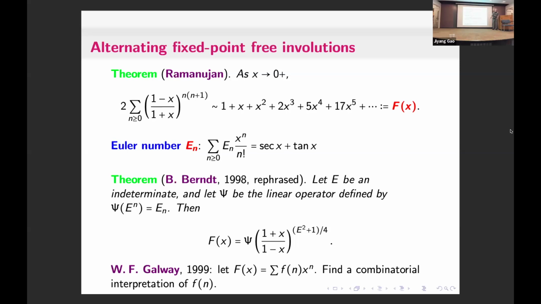You know, people with umbral calculus will feel this is some kind of standard umbral operation. Bring down the exponents and subscripts. And Galloway, 1999, raised the question: let little f of n be the coefficient of x to the n in this series. In other words, find a combinatorial interpretation of f of n. And it's kind of remarkable that this had a nice simple answer.